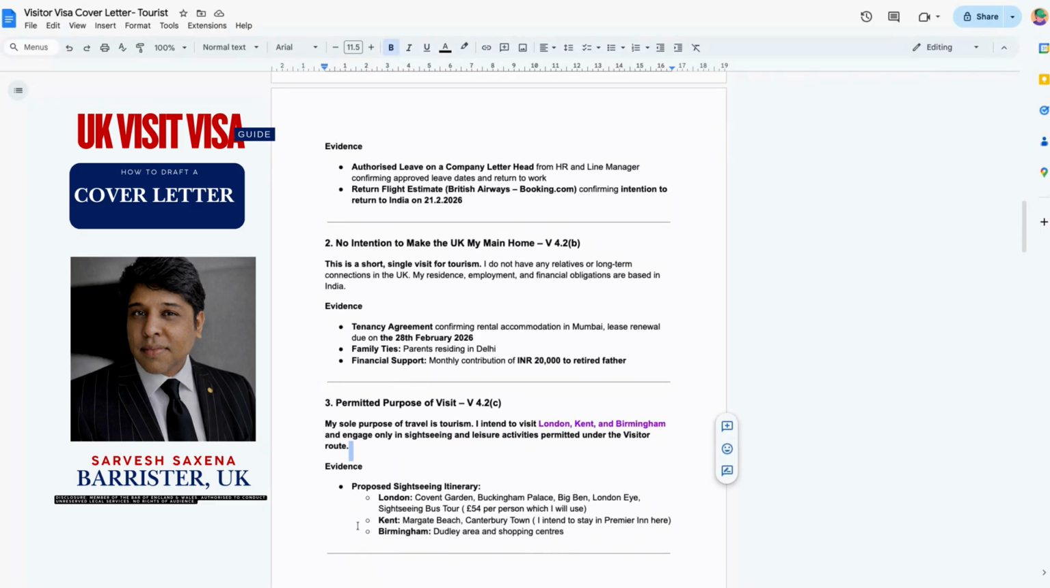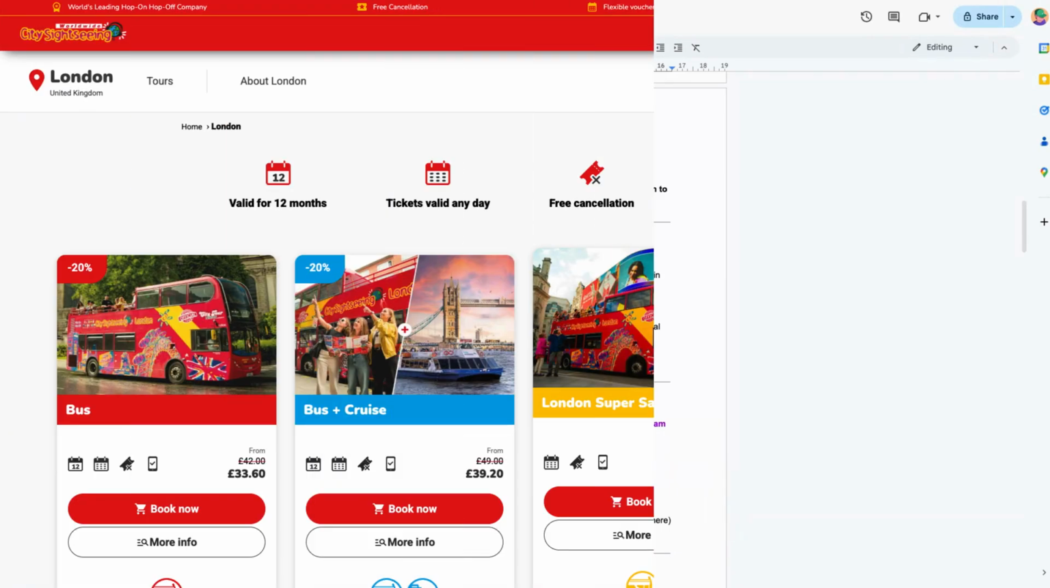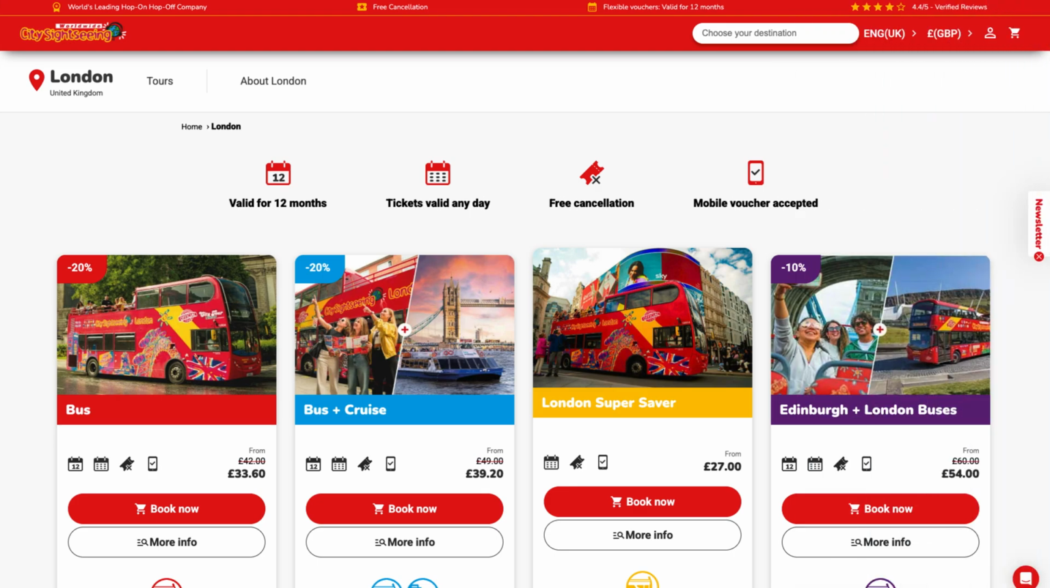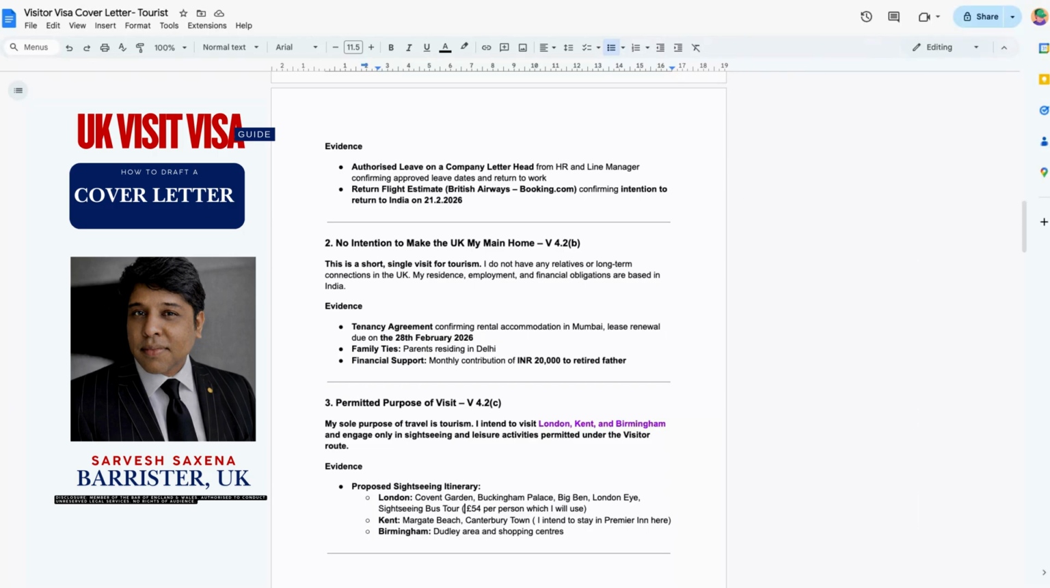How do I provide this? So, propose a sightseeing itinerary. In London, I'm going to see Covent Garden, Buckingham Palace, Big Ben, London Eye, and a sightseeing bus tour, and the cost is £54, which I will use. So there is a bus company, Red Bus Company, that provides you a ticket to take you around London on a bus for the entire day or 2 days, and then there is a cost for that. That shows that you are being specific about it. Then in Kent, which places do you want to see?